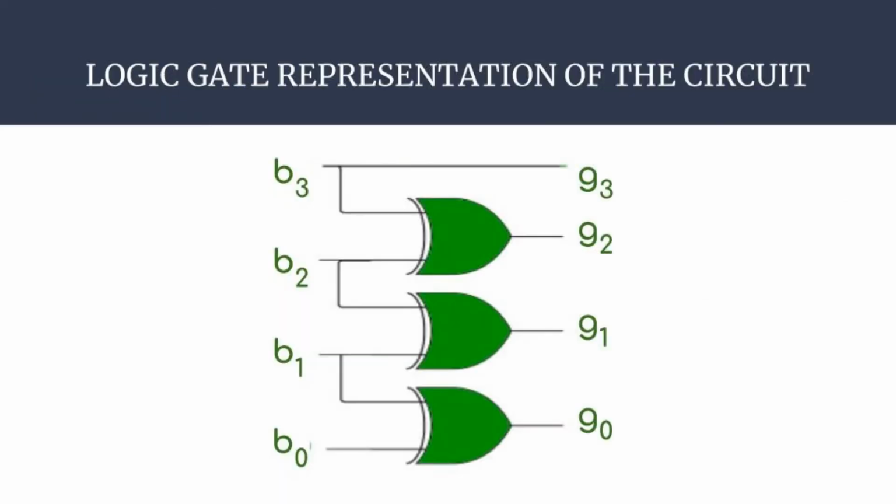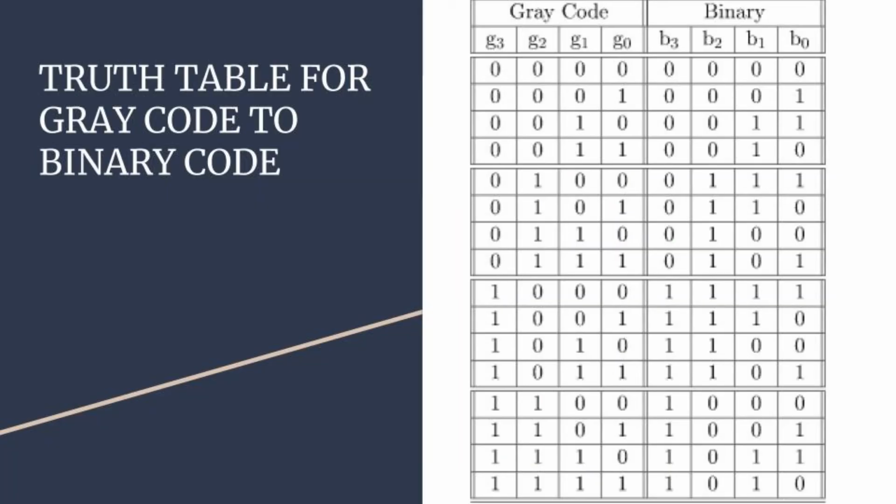Using those Boolean expressions, we will build our circuit using logic gates. For this circuit, we only require 3 XOR gates. As you can see, we have the input units on the left hand side and the output units on the right side. In this way, our circuit can be represented using logic gates. Our next and final conversion is from gray code to binary. This is just the reverse of our previous conversion.